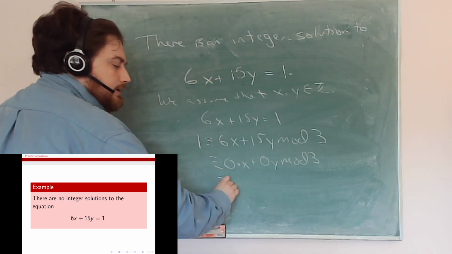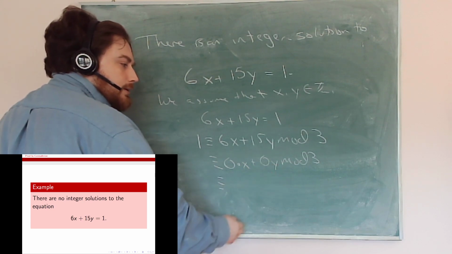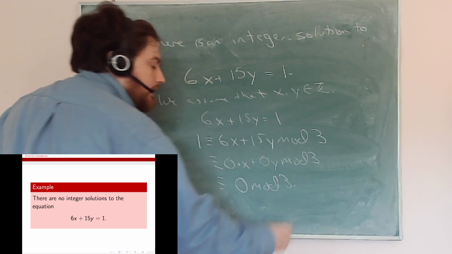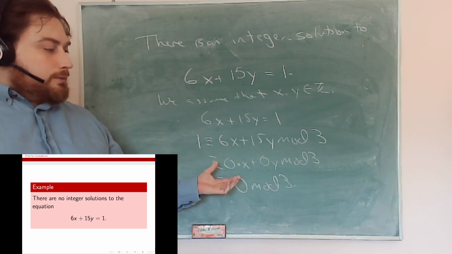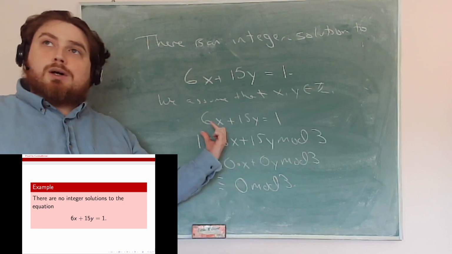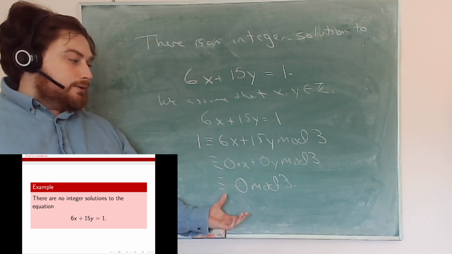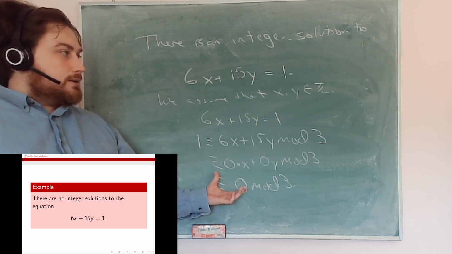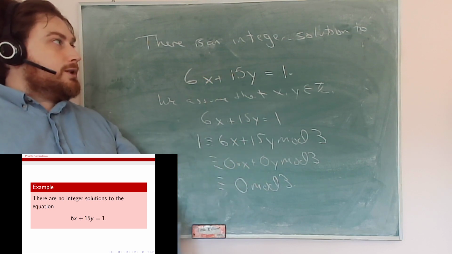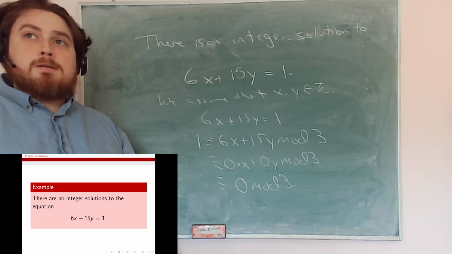So what I get here is 0 times x plus 0 times y. So 0 times an integer plus 0 times an integer mod 3 is just 0. So if we had used modular arithmetic, what we're claiming here is that 1 is congruent to 0 mod 3, or 1 is equal to 0. As I said before, that's clearly not true. Therefore, this is a contradiction. So again, we get that this must be false. So there must be no integer solutions to 6x plus 15y is equal to 1.